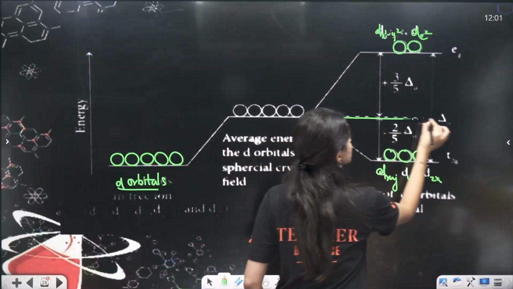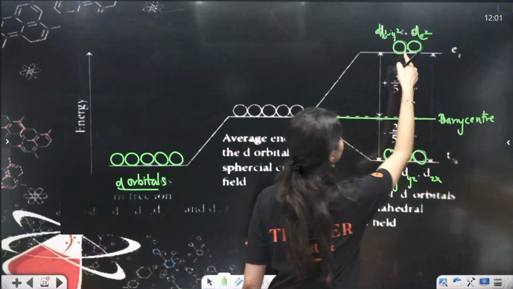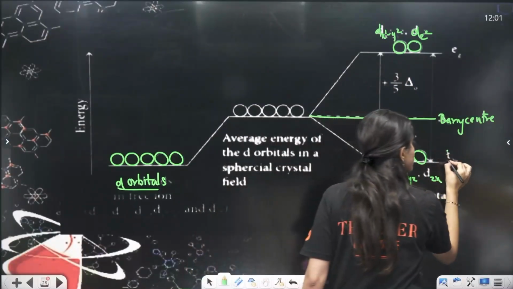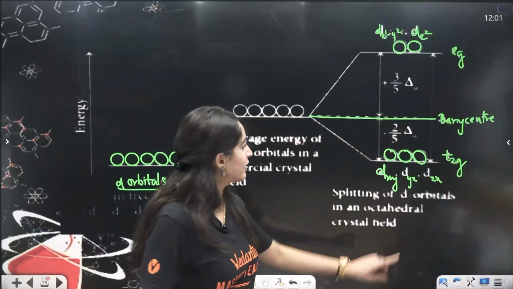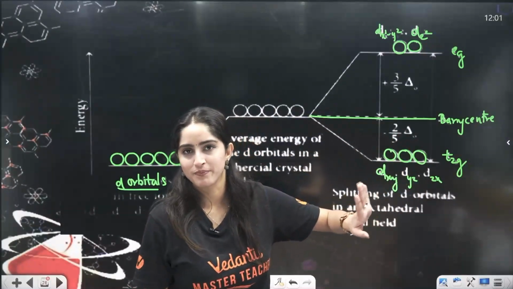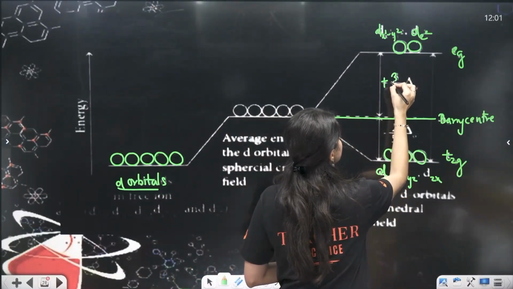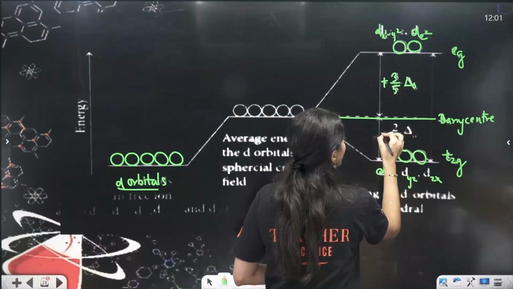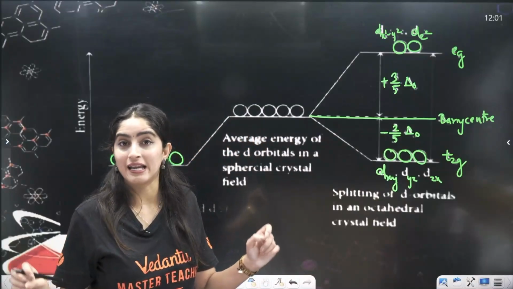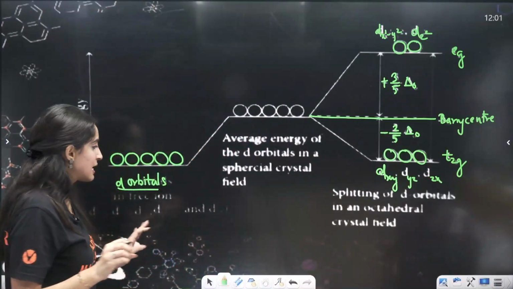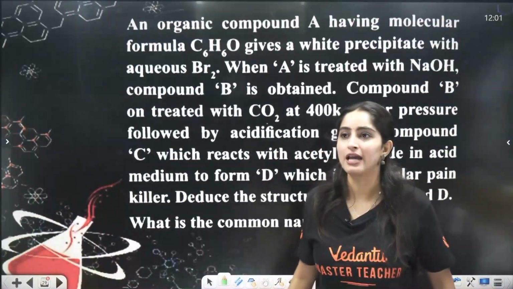And this point here is called the barycenter, right? From barycenter to that, Eg. Now what is g? g for symmetry, that is gerade, right? In tetrahedral, you will write 3 above, 2 below, and there will be no g, right? There is no center of symmetry in tetrahedral. Okay, so this is plus 3 by 5 delta O. This is minus 2 by 5 delta O, where delta O is the crystal field splitting energy in octahedral complexes, right? Okay, students. Now, last question, and a very, very beautiful question in front of your screen.